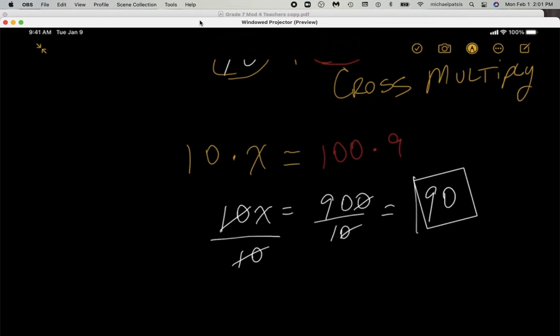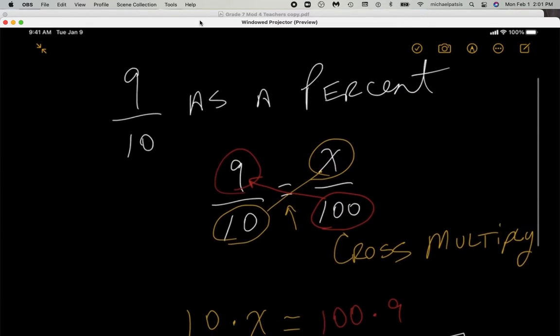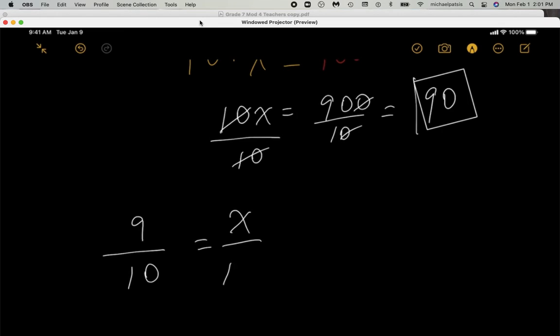Okay, now we come back up here and we look at our original setup. What we had here is that 9 over 10 equals x over 100. So let me rewrite that. 9 over 10 equals x over 100. We solve for x. So now we have 9 over 10 equals 90 over 100. We basically substituted 90 for x.